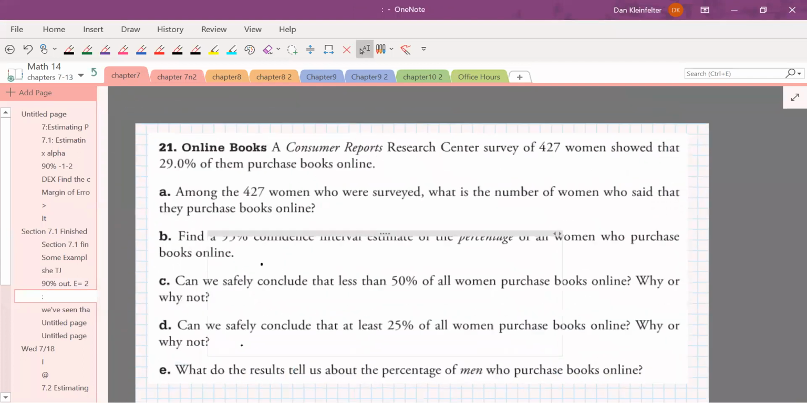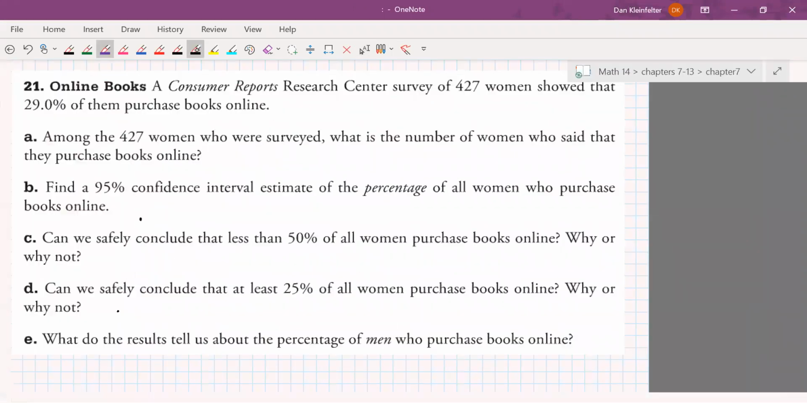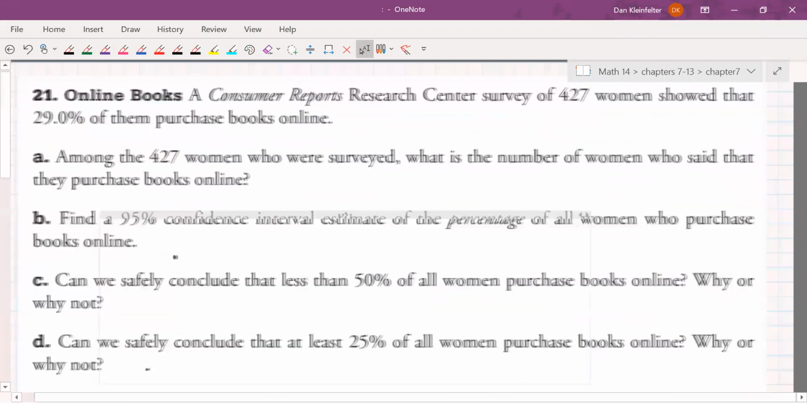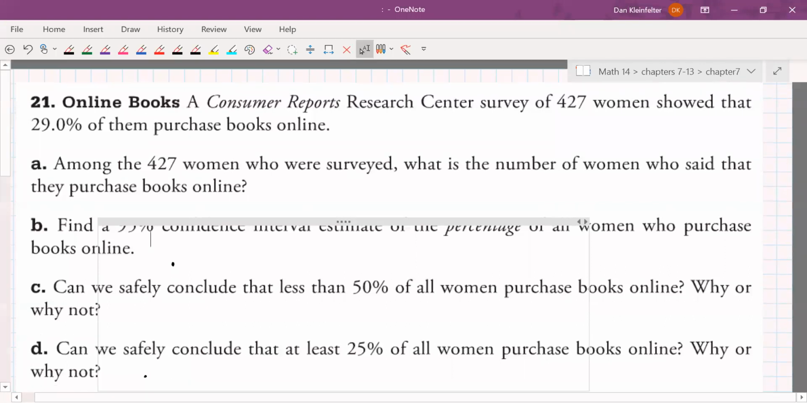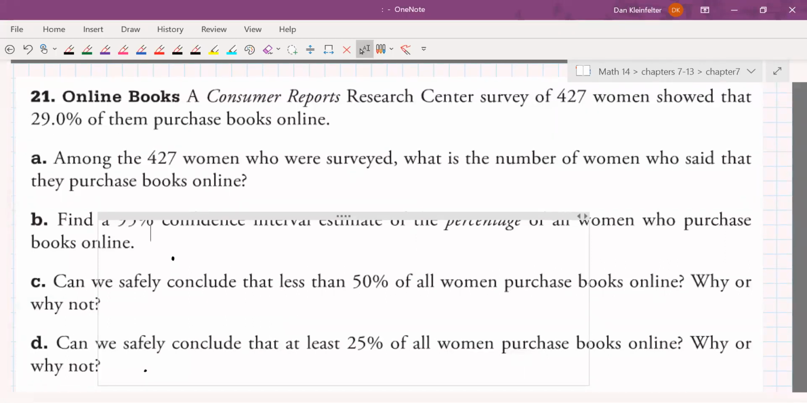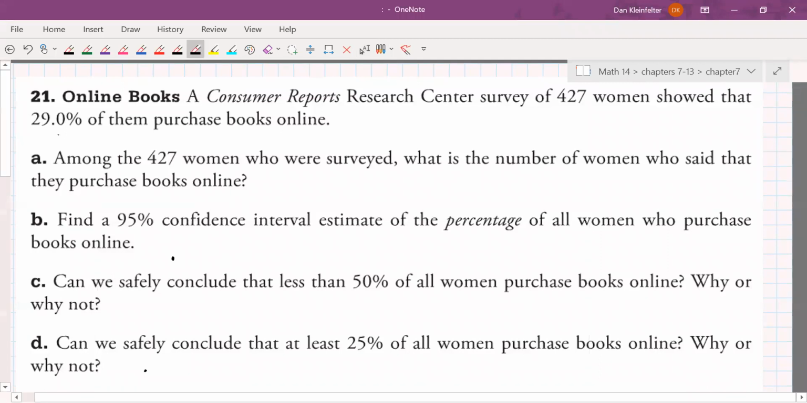Okay, this question has multiple parts. We'll just go through each part in turn. So it says a Consumer Reports Research Center survey of 427 women showed that 29% of them purchased books online. So what's different about this one is we're actually given the percentage already, so we don't need to calculate it. So we're told basically that our p hat is 0.29. Among the 427 women who were surveyed, what is the number of women who said that they purchased books online? So that's just the 29% of the 427 women who were surveyed.